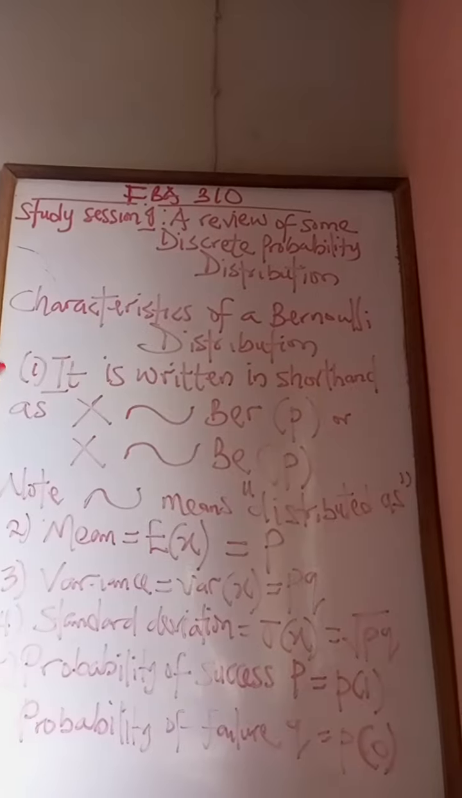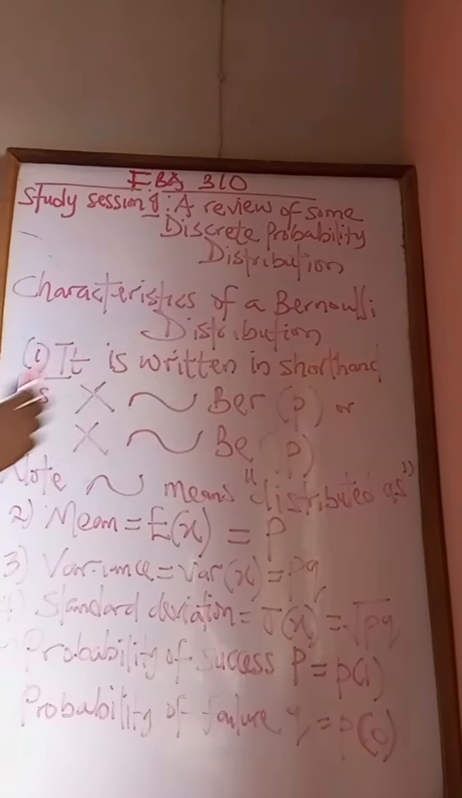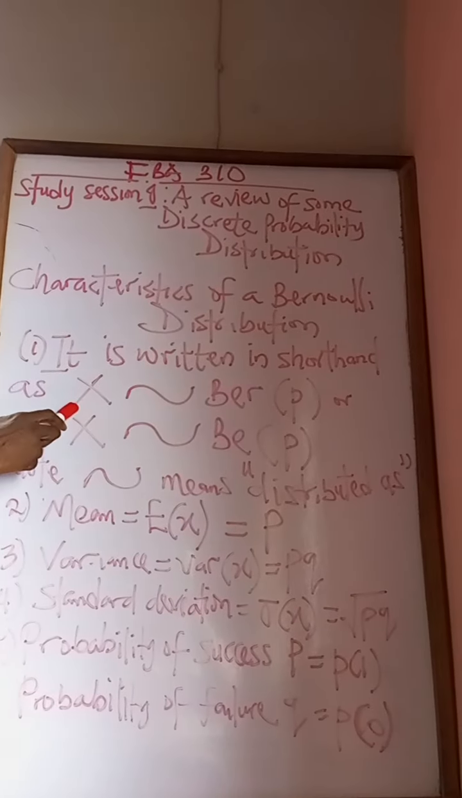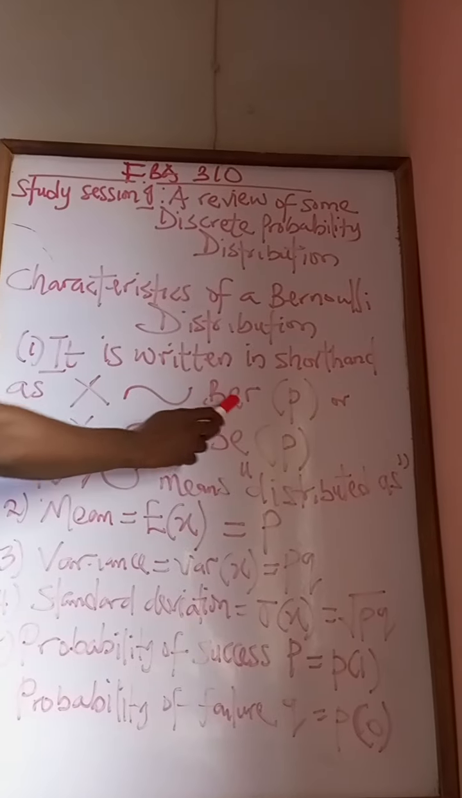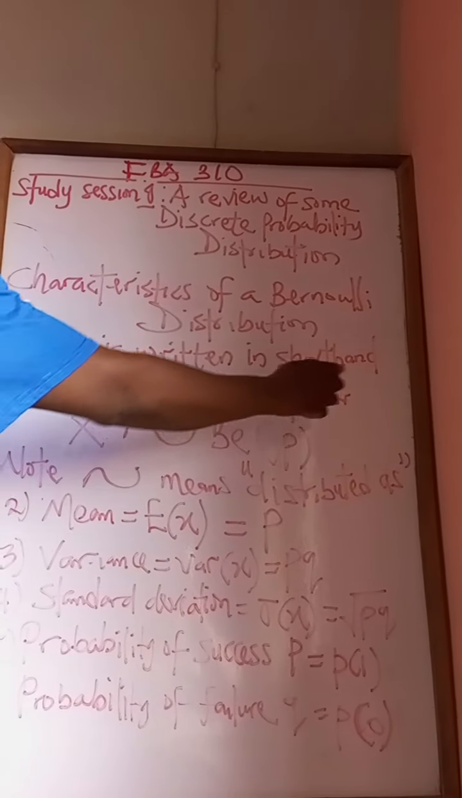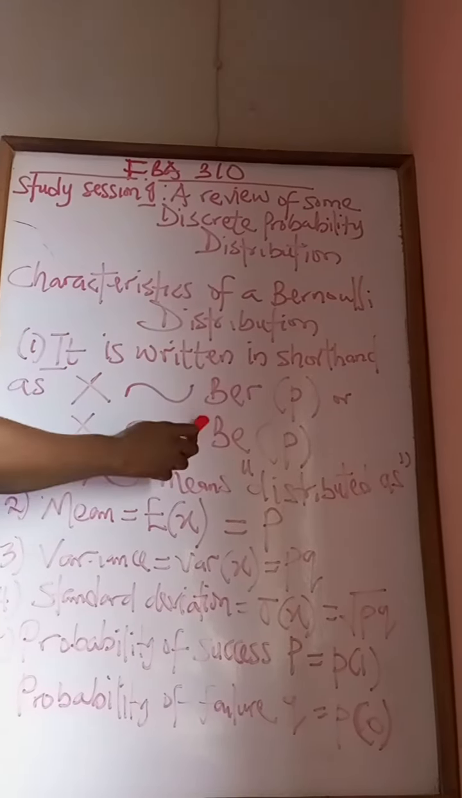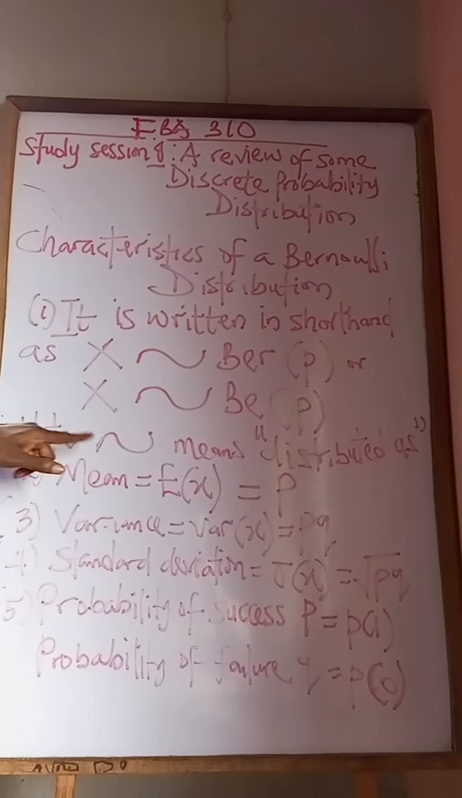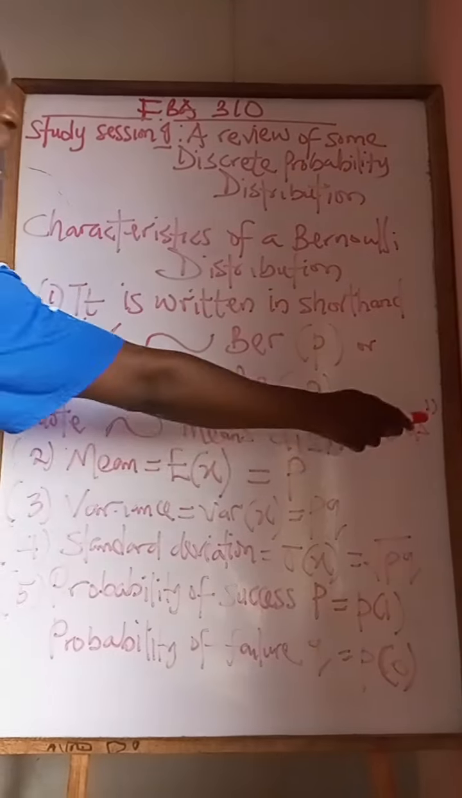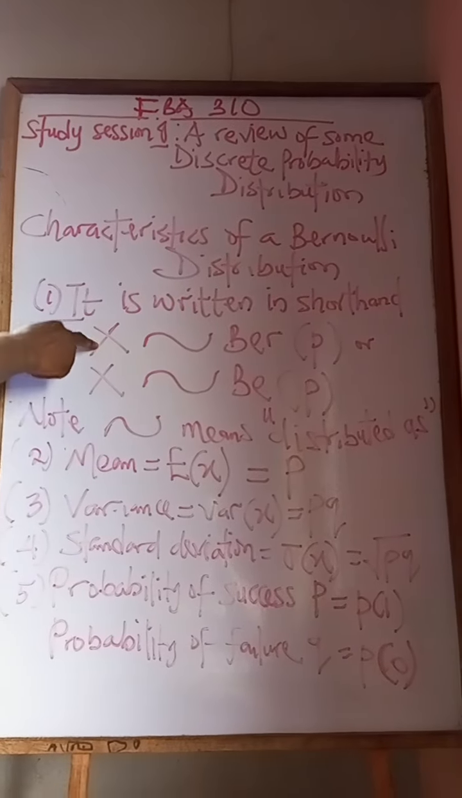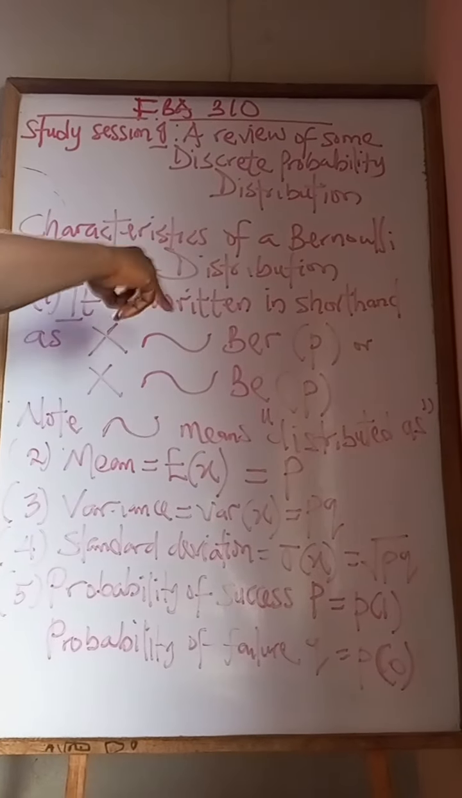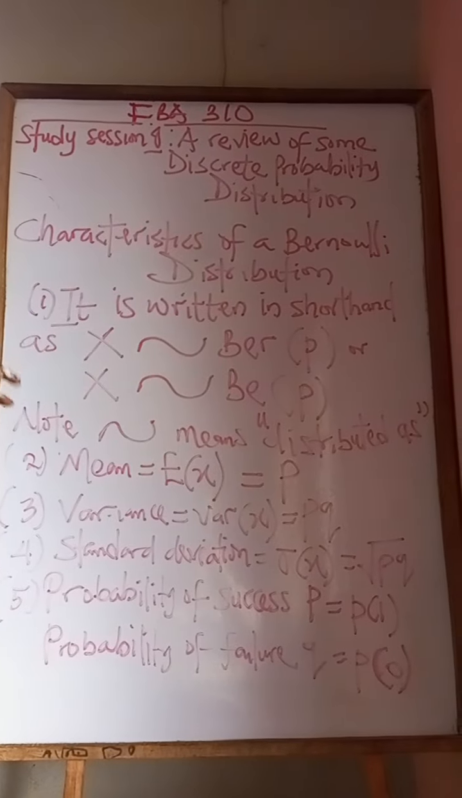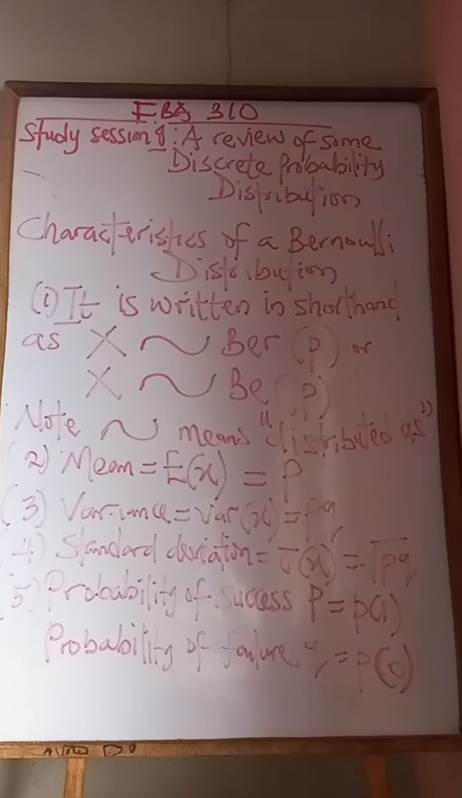Number one, it is written in shorthand as X, then this symbol, Ber(p), or X, this symbol, Be, and we have p inside. Now note, this symbol means distributed as. So I will now say X distributed as. When you see Ber or Be, we are referring to what? Bernoulli. Are you with me?